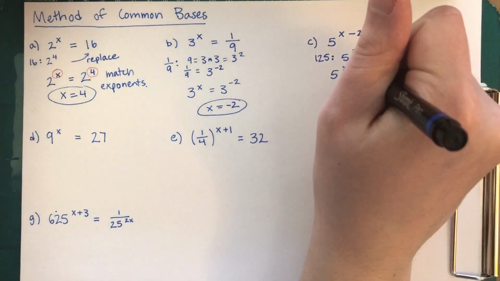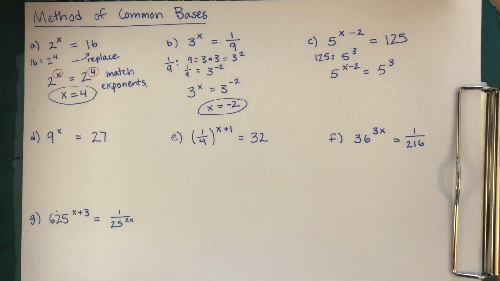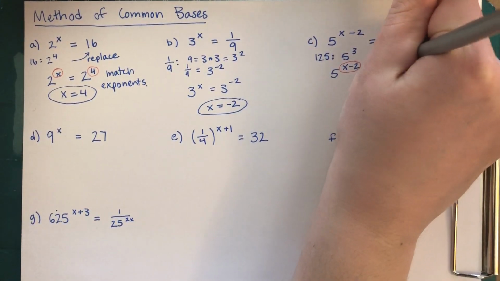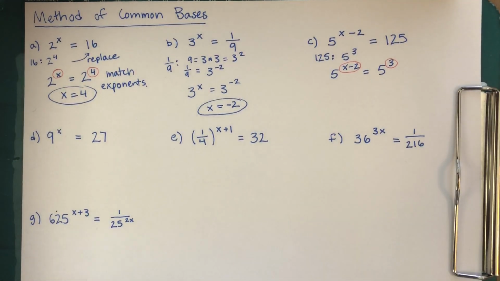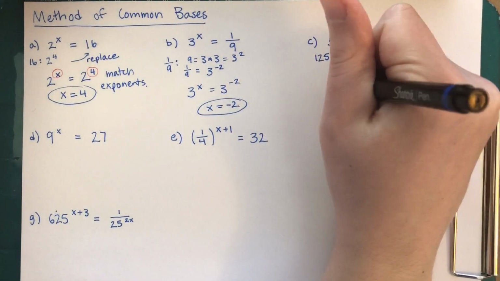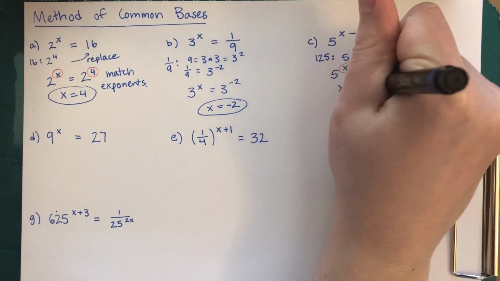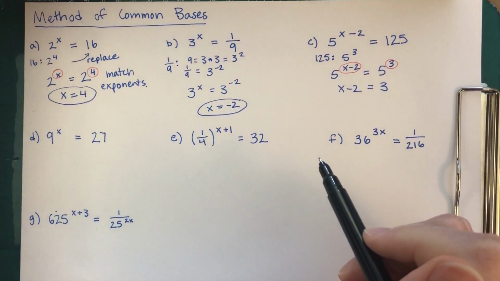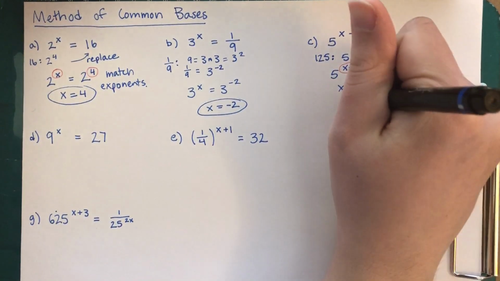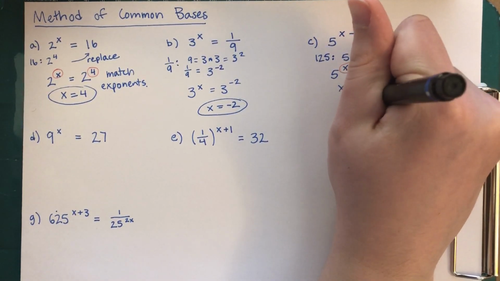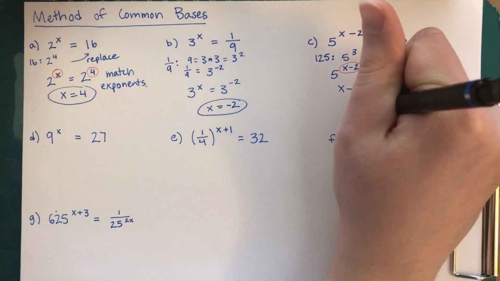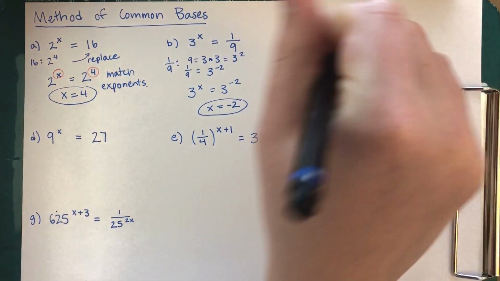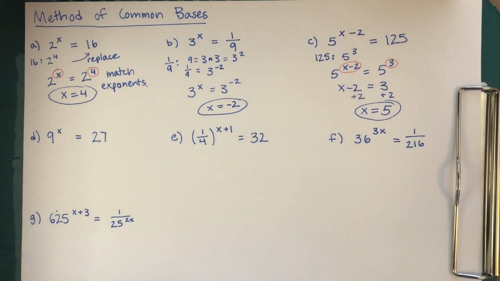Now I'm still going to match these exponents. They still need to be equal to each other, but that's not telling me the value of x quite yet. It's telling me that x minus 2 must equal 3 for these two sides to be equal. So then I need to finish solving for x. I'll just add 2 to both sides, and I'll get x equals 5. Great.